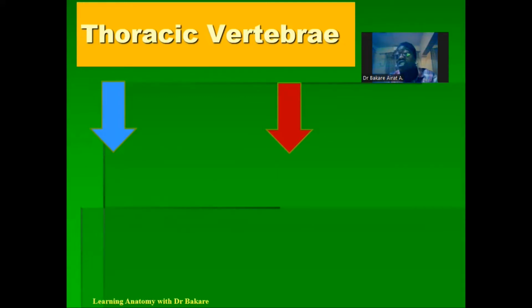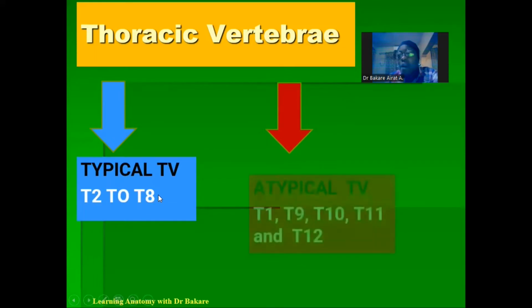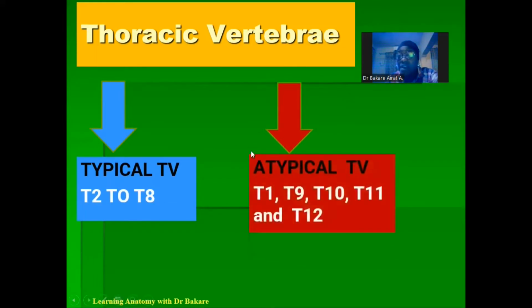So, studying the structure of the thoracic vertebra, the thoracic vertebrae are also divided in terms of structural configuration into typical and atypical thoracic vertebrae. The typical thoracic vertebrae have the same structural configuration, and we see them from the second to the 8th thoracic vertebra. While the atypical thoracic vertebrae are distinct and different, they do not present the same structural configuration as is seen in the typical thoracic vertebra. And we have the 1st, the 9th, the 10th, the 11th, and also the 12th thoracic vertebra in this category.